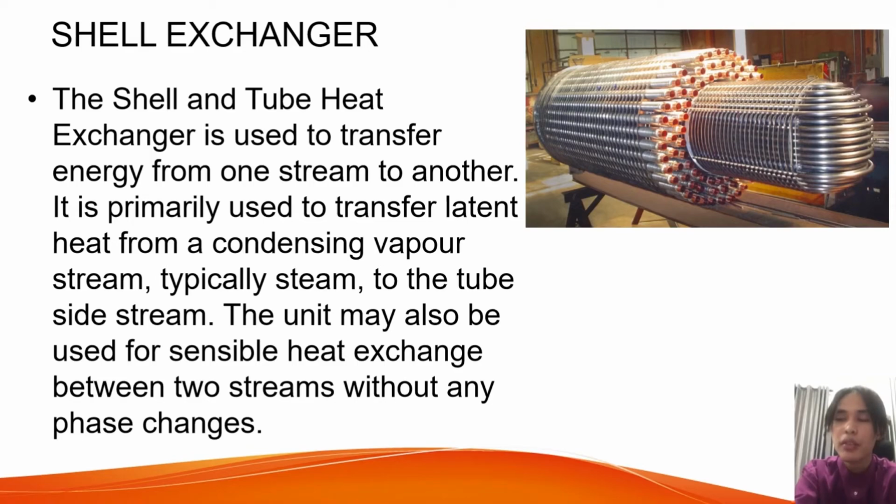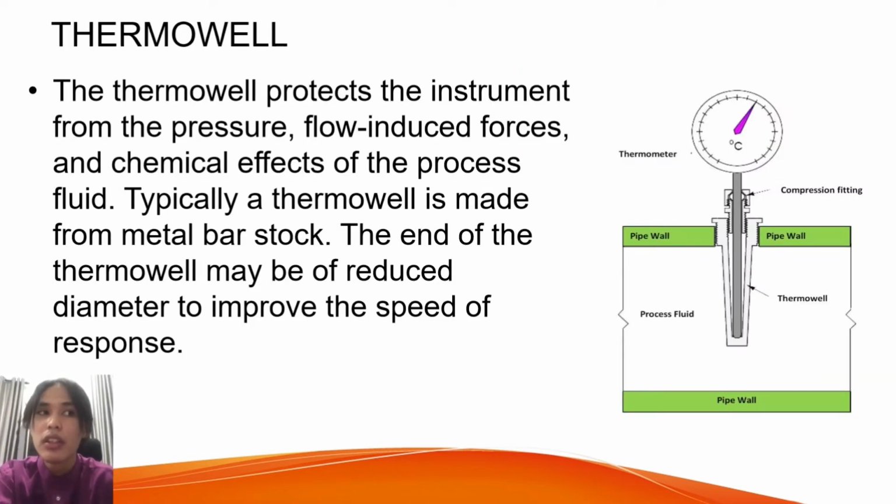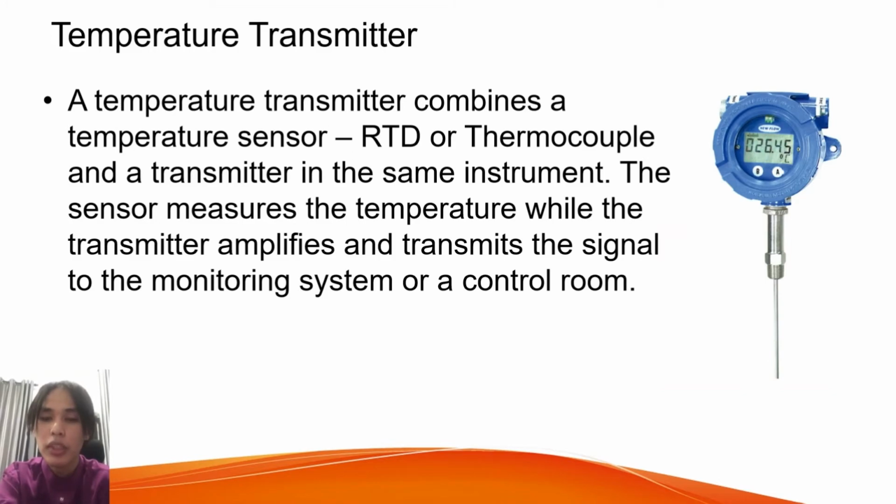And next we have the shell and tube exchanger. The shell and tube heat exchanger is used to transfer energy from one stream to another. Next we have the thermowell. The thermowell protects the instrument from the pressure, flow-induced forces and chemical effects of the process fluids. Up next we have the temperature transmitter. The sensor measures the temperature while the transmitter amplifies and transmits the signal to the monitoring system or control room.